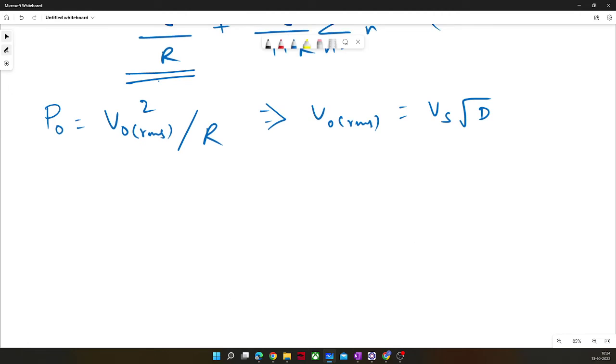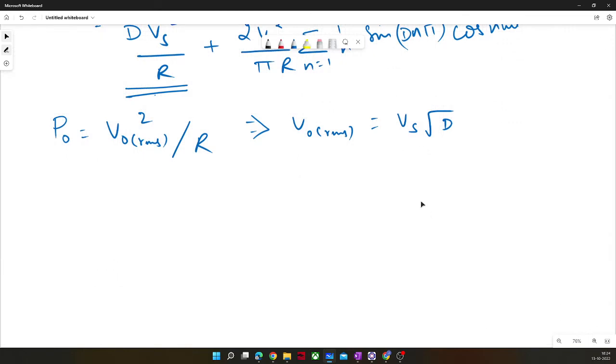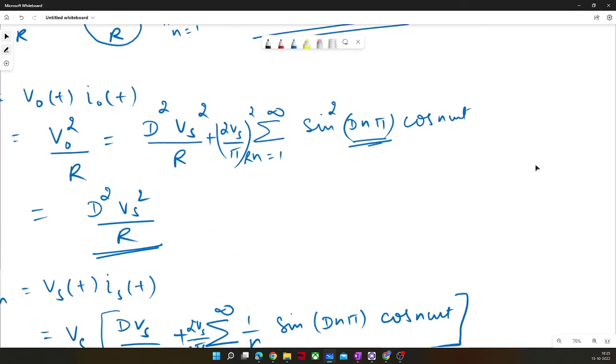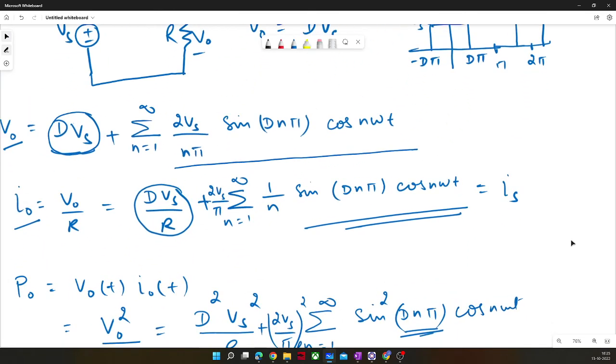So this was all about this kind of circuit, but we will use these expressions. Importantly, this one. This one is very, very important. It will come very handy. This one.